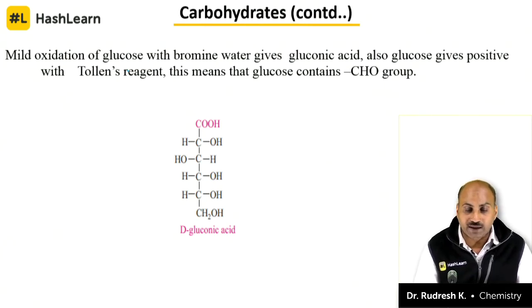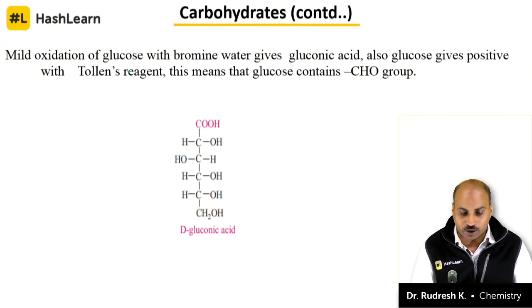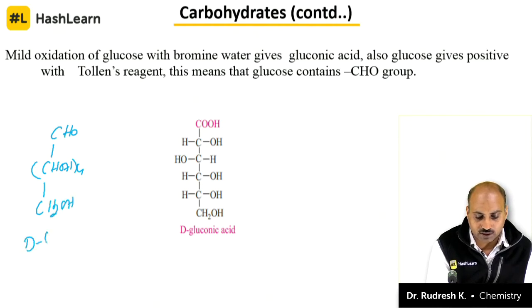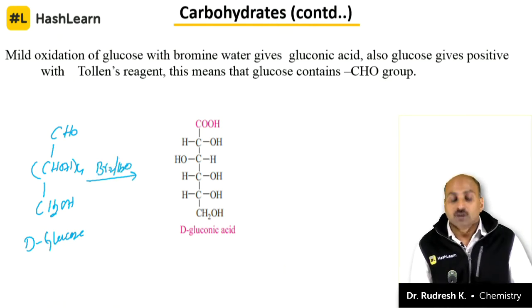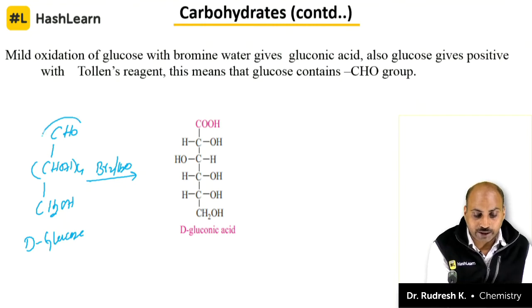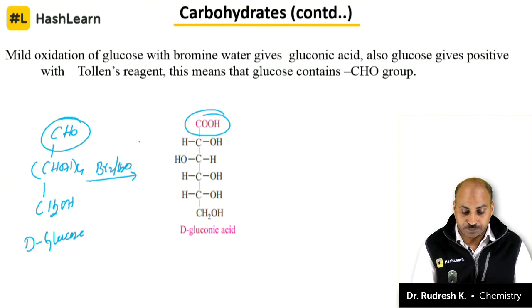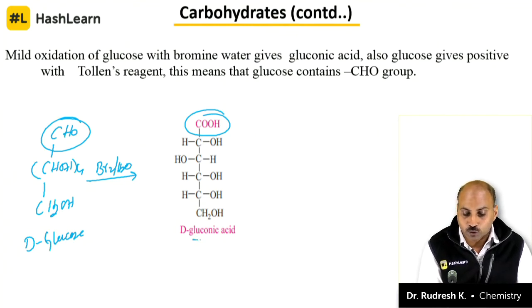One is the mild oxidation of glucose with bromine water. Once again, if I take the structure of glucose, it goes as CHO, CHOH four times, then CH2OH. You know that this is D-glucose. When it is treated with bromine water, the aldehyde group present gets converted into an acid group. That means you are going to get gluconic acid.